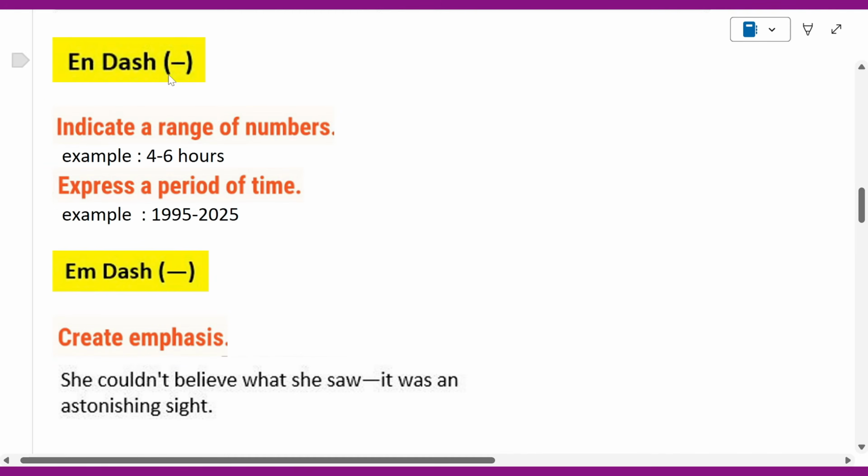There are two types of dash. There is n dash and m dash, which is longer. The n dash is used to indicate a range of numbers, for example 4 to 6 hours, or express a period of time like ranges of years, 1995 till 2025. The m dash creates emphasis. She shouldn't believe what she saw, that it was an astonishing sight. Alright, so that's the example of dash.